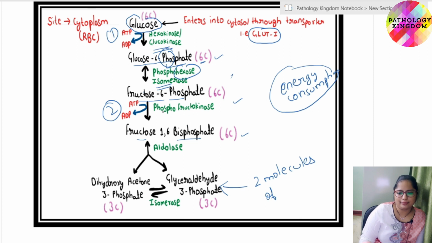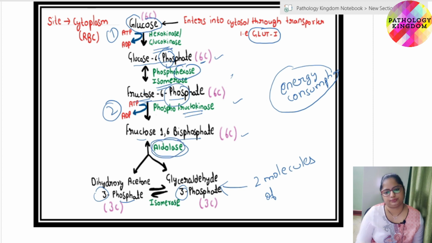And the enzyme is phosphofructokinase. Now this fructose 1,6-bisphosphate is converted into dihydroxyacetone 3-phosphate and glyceraldehyde 3-phosphate. 3 is for 3 carbons. The enzyme is aldolase. So this is the first phase.